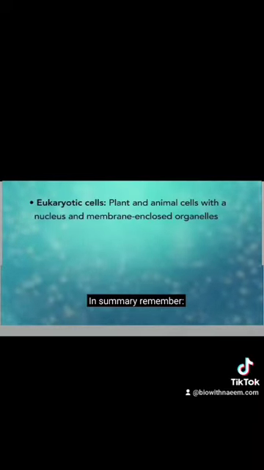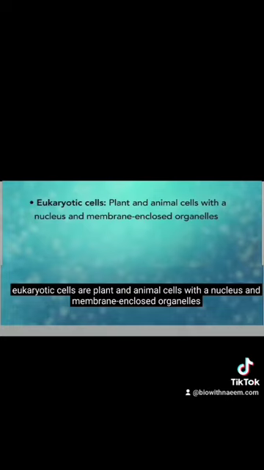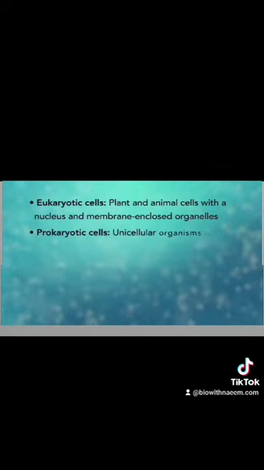In summary, eukaryotic cells, plant and animal cells, have a true nucleus and double-membrane enclosed organelles, while prokaryotic cells are unicellular, without a true nucleus and without double-membrane bounded organelles.